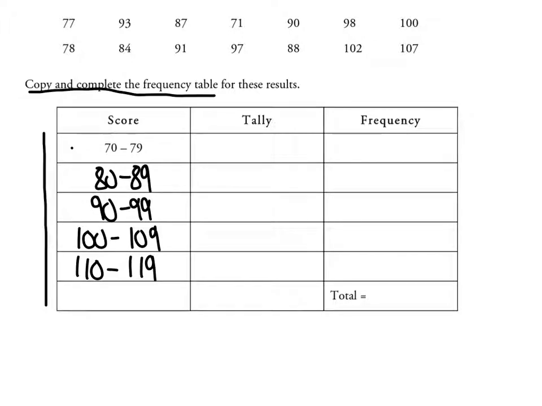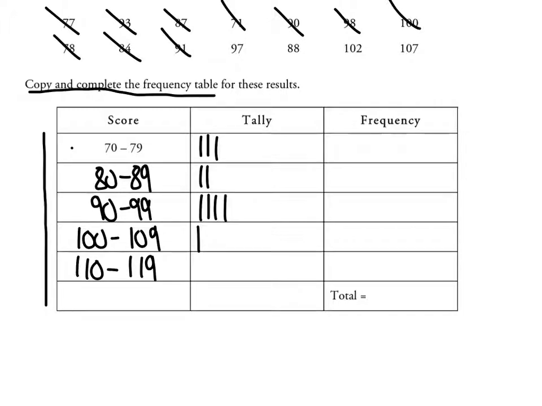And now we just go through and fill in the tally chart. So 77, so that's going to be one there, 93, one there, 87, one there, 71 here. So every time I'm adding one in, I'm crossing it off so I know how many I've done. 178, 84, 91, 97, 88, 102, 107.